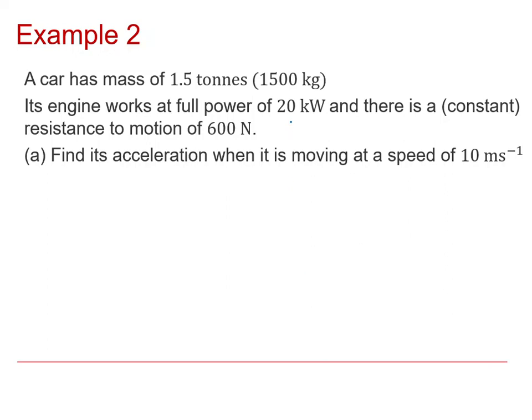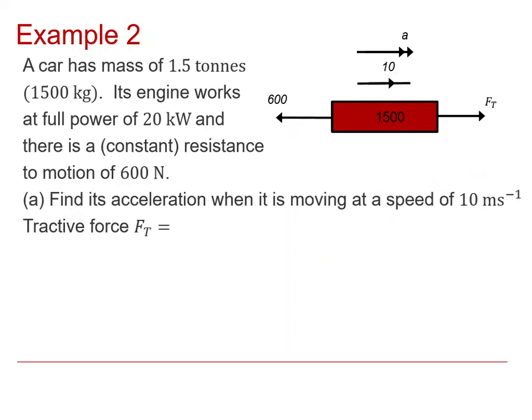It will be the power which gives us the driving force and hence the acceleration when we use the speed. So our first attempt to deal with this will be to look at the force diagram, where we've got the 1500 marked, appropriately converted. We haven't got the 20 kilowatts on the diagram because we're going to use it, but we have got the 600 and we've got the driving force.